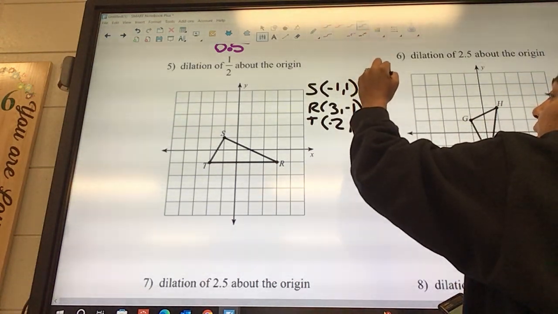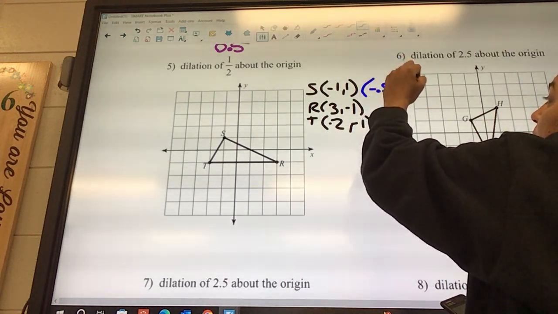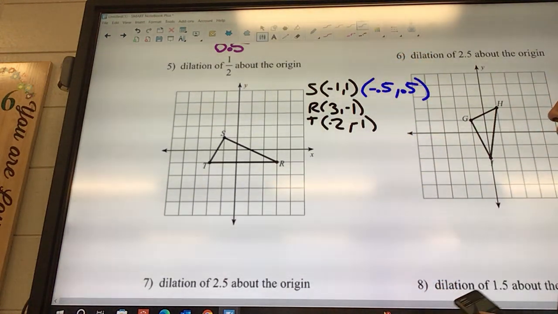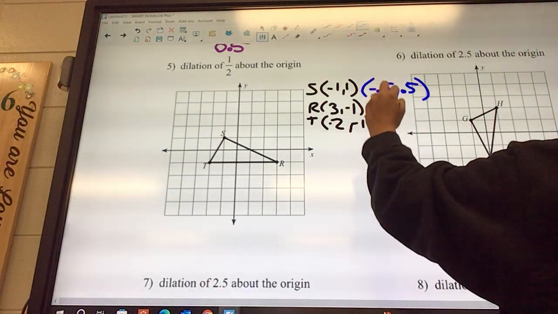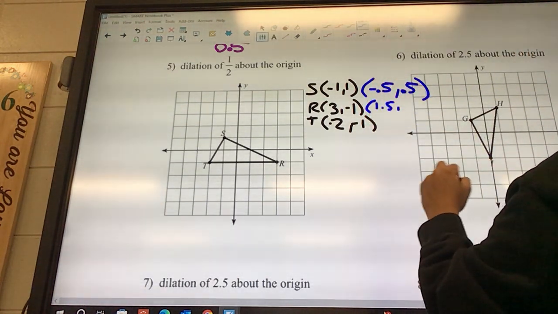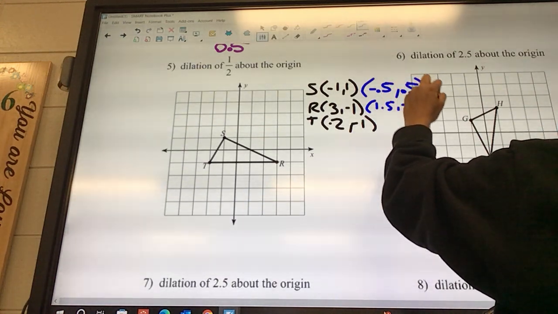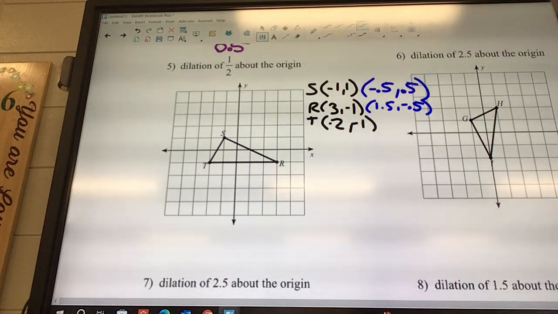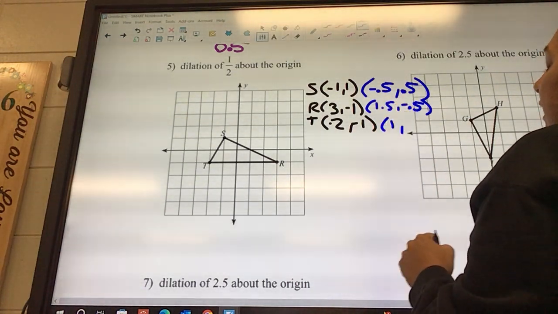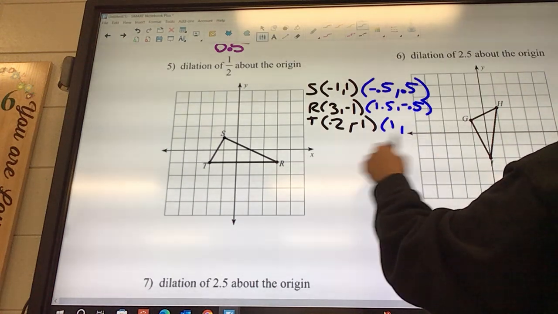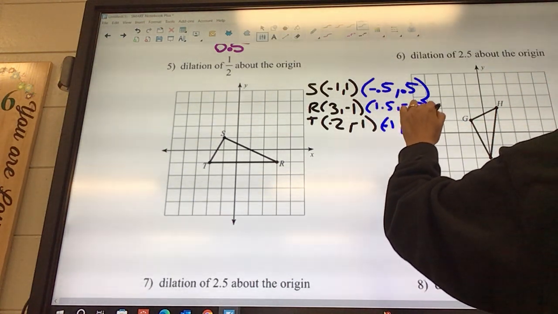Okay, so this is going to be negative 0.5, 0.5. 3 times 0.5 is going to be 1.5, and then negative 1 times 0.5 is going to be negative 0.5. 2 times 0.5 is going to be 1, and negative 1 times 0.5 is going to be negative 0.5. So negative 1, and then negative 0.5.